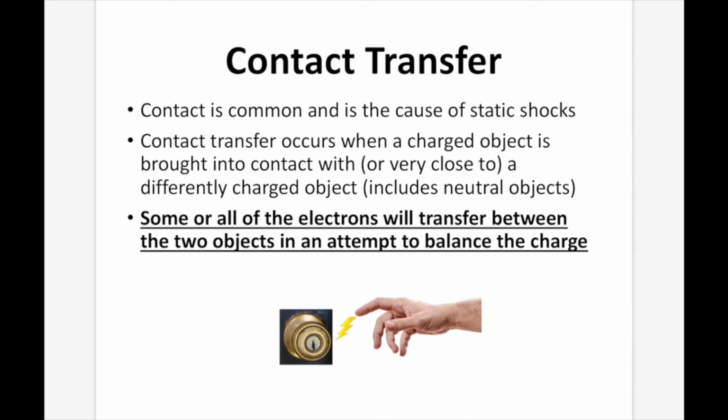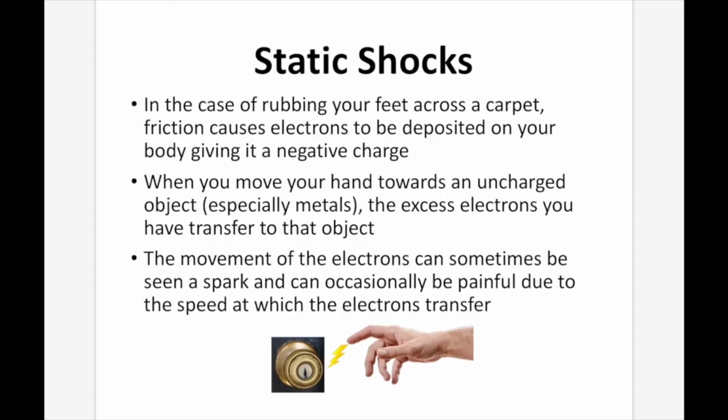So if you get a whole bunch of negative charges on your hand, and you bring your hand close enough to a metal doorknob, those electrons jump from your hand to the doorknob, and that jumping of electrons is the static shock. In the case of rubbing your feet across a carpet, friction causes electrons to be deposited on your body, giving it a negative charge. This includes your hand. When you move your hand towards an uncharged object, especially metals, the excess electrons are transferred to that object. They're going to jump from your hand to the object that we talked about in the previous slide. The movement of the electrons can sometimes be seen as a spark and can occasionally be painful due to the speed at which the electrons transfer.